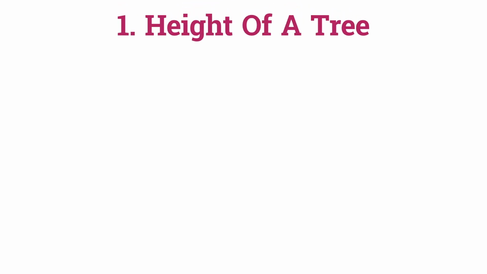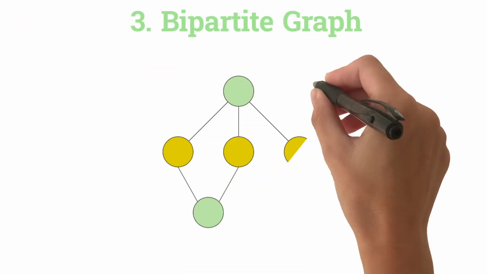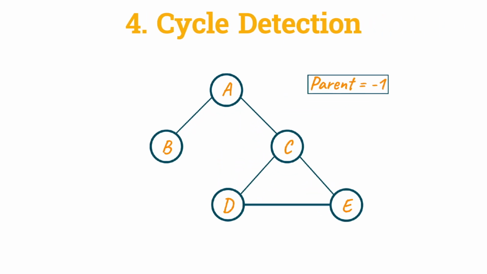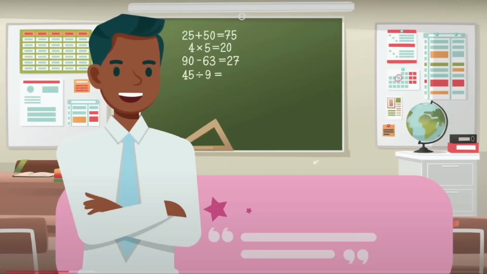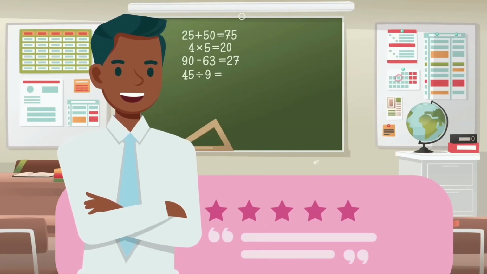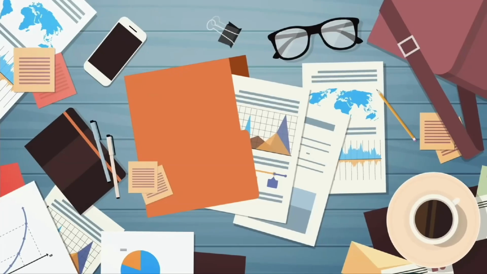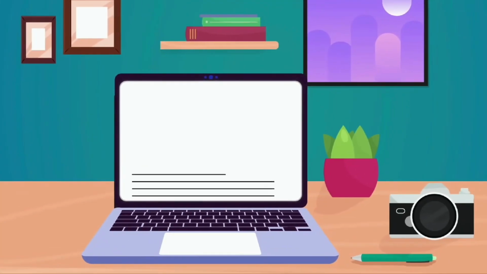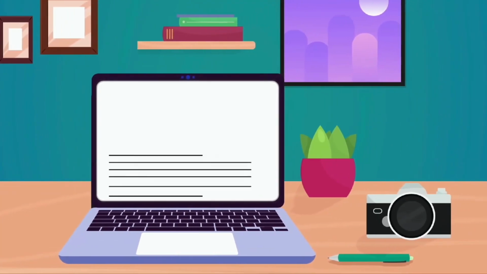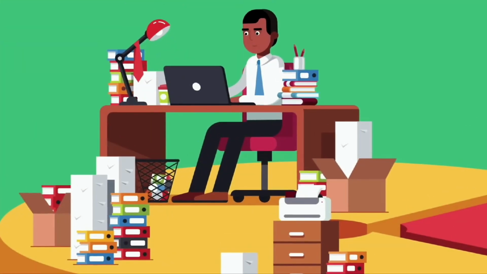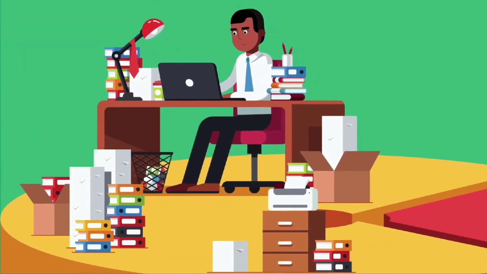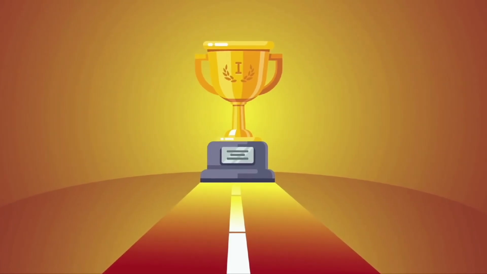We'll start with detecting the height of a tree, calculate the number of connected components, move on to finding bipartite graphs, uncover how to detect cycles, and finally, we'll tackle the shortest path problem. By the end of this video, you'll have all the tools you need to crush a BFS-related challenge that comes your way. And here's the best part. At the end of this video, I'll share a few secrets to get the absolute best output from these BFS applications. So, stick around, because this is going to be a game changer for your coding journey.